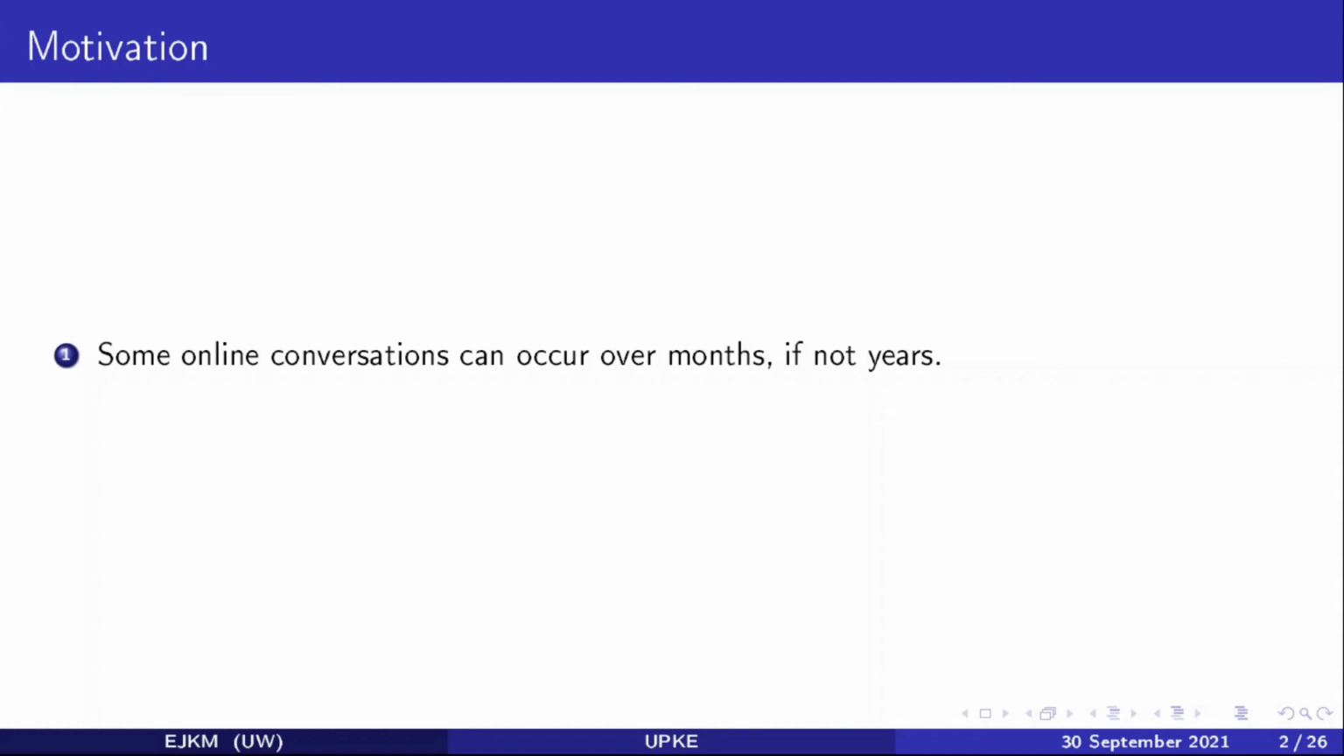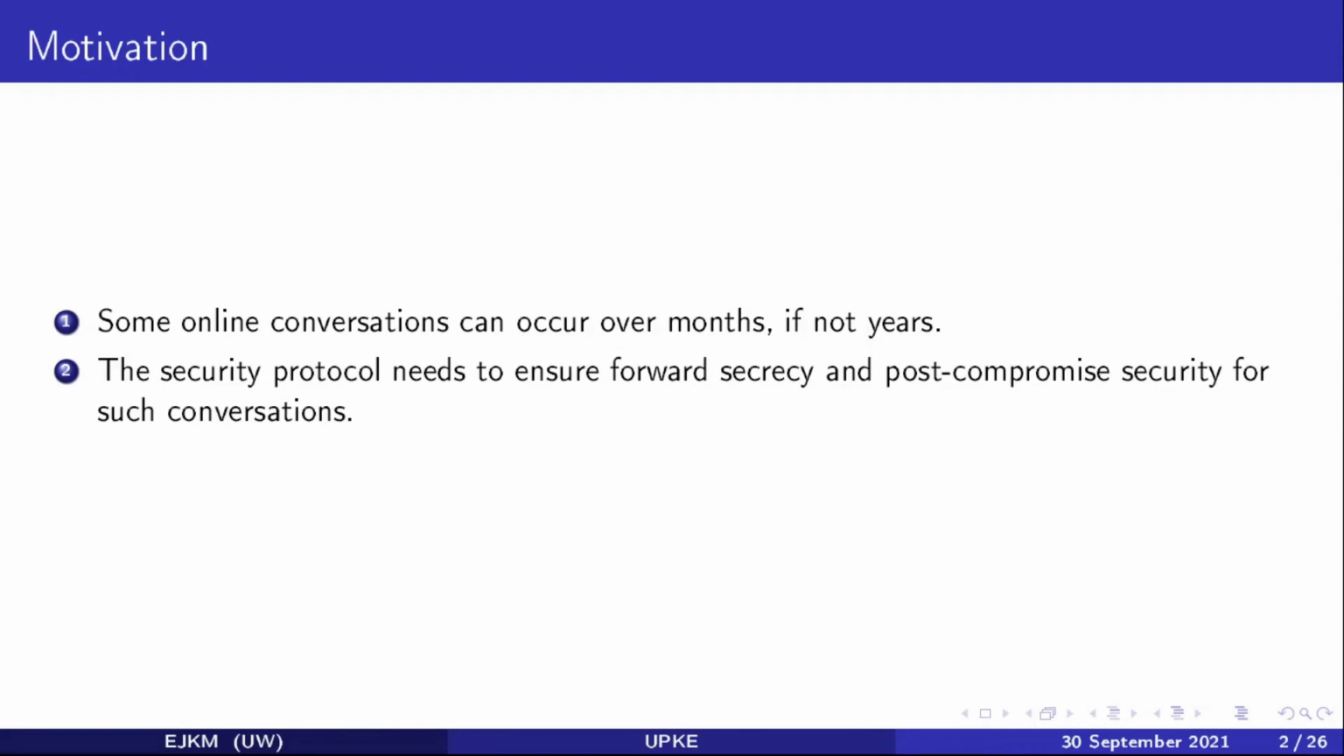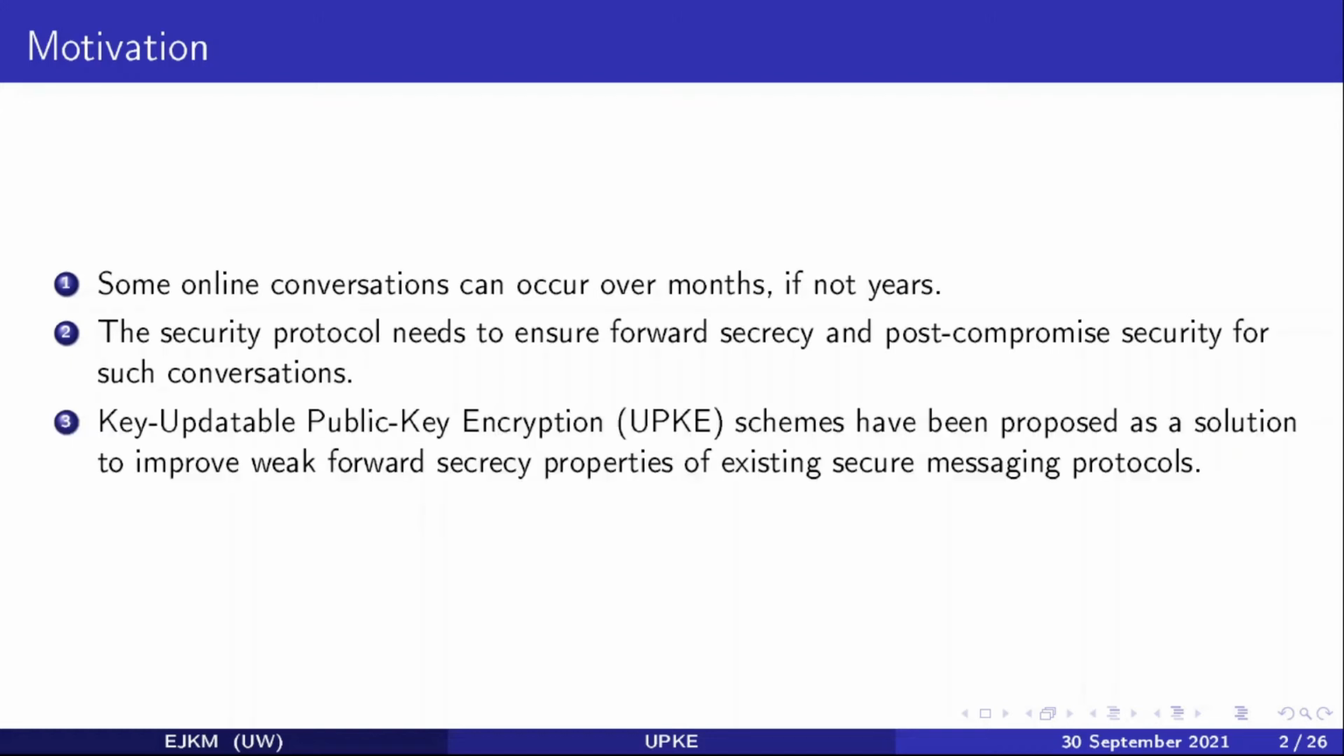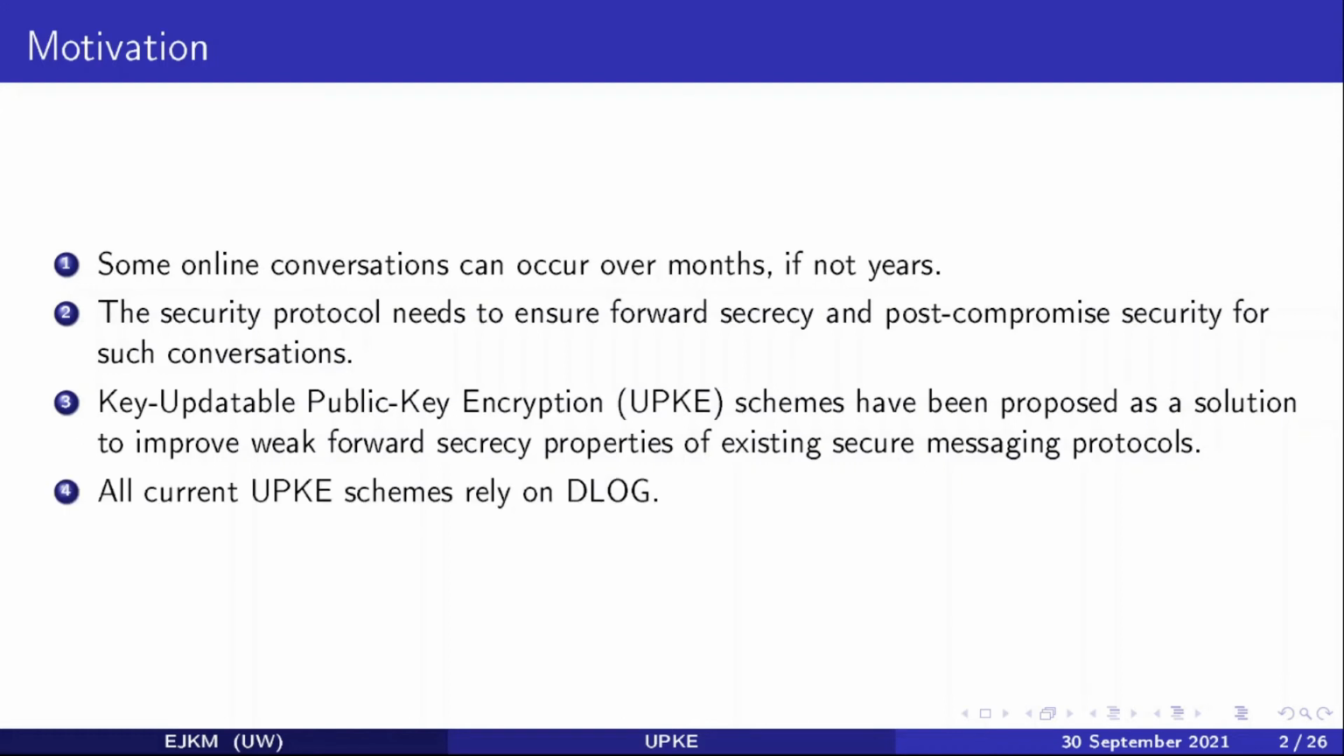Some online conversations can occur during months, if not years. For those types of conversations, we need a security protocol that is at the same time forward secure and post-compromise secure. Key-Updatable public key encryption, also known as UPK schemes, fulfill that role for those type of messages. However, currently, every single UPK scheme relies on discrete logarithm, with the obvious problem that D-log is not quantum secure.